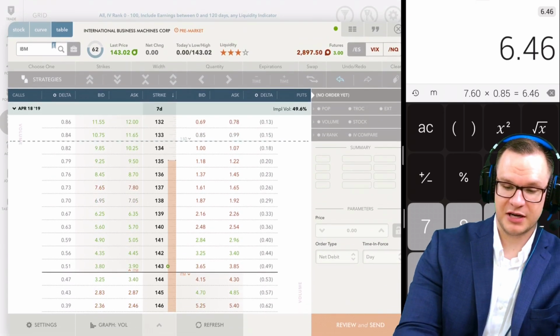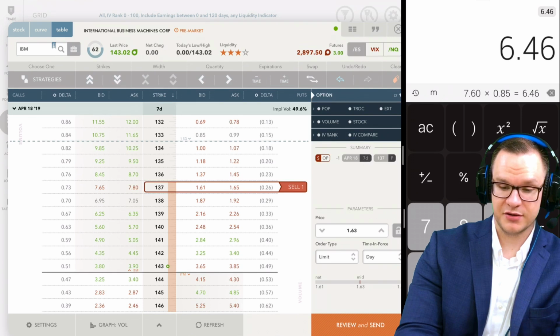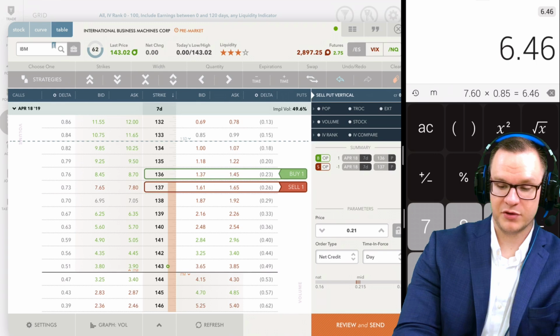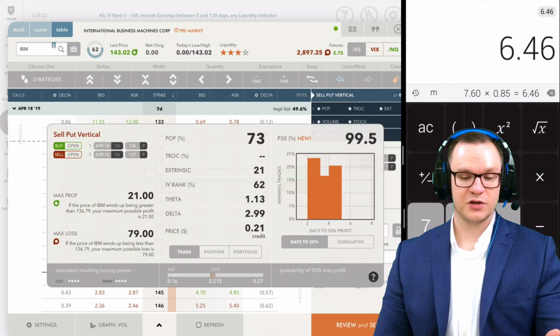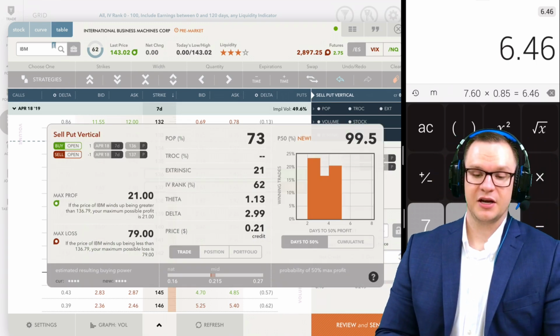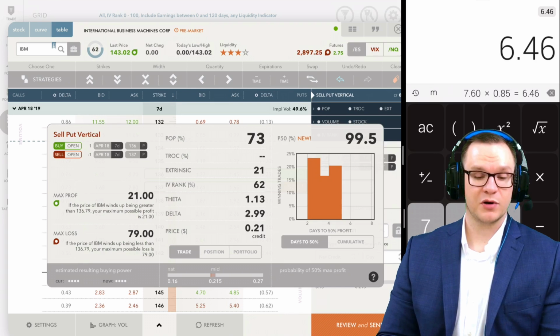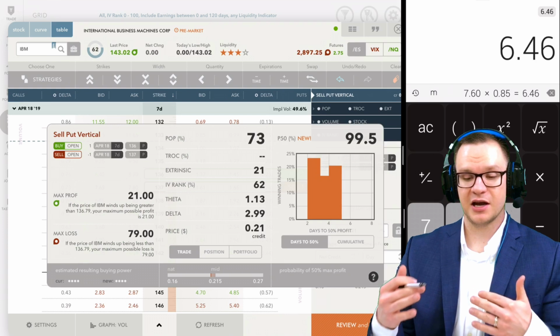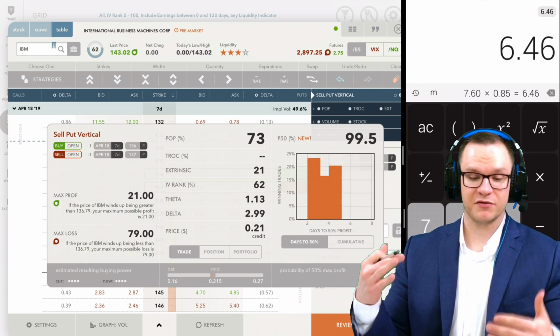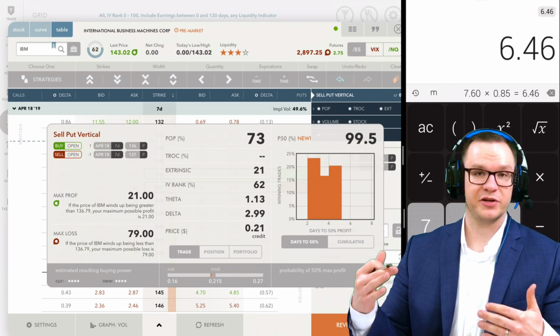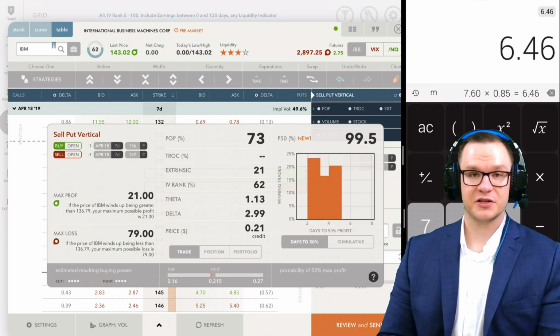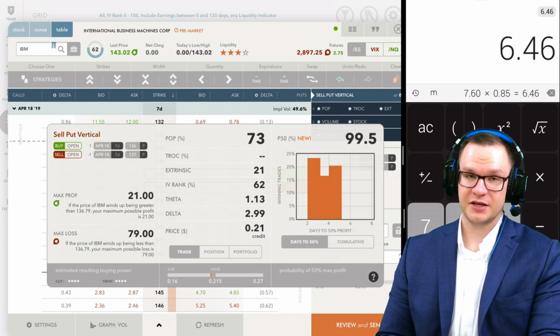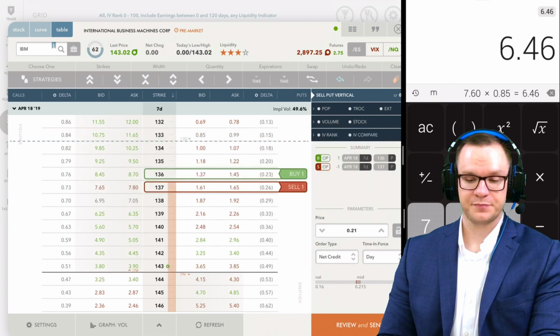Now let's say you want to do it on the put side. Let's say you expect IBM to go up. Let's go to the 137, which is still $6 away. And so we sell the 137, buy 136. This one, the pricing is not as good. We have a probability of profit of 73% with a max loss of 79%. If you recall, I like to see those in line. So I'd like to see that closer to 75 for both the max loss and the probability of profit. And then your max profit on this trade is 21.